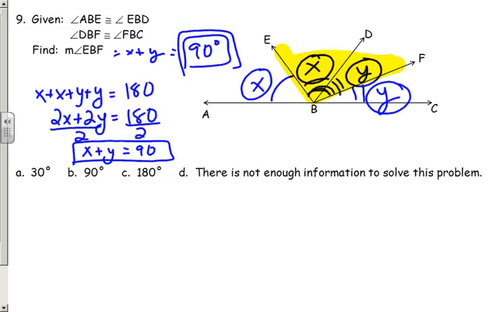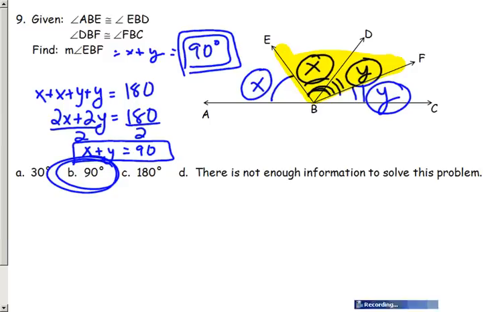So it may look like there's not enough information, but in fact you can figure out that the angle is going to be 90. All right, so I hope you enjoyed getting 2 questions right on your quiz.